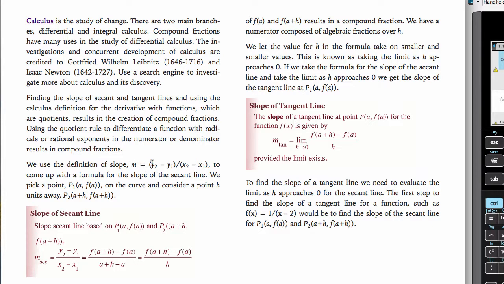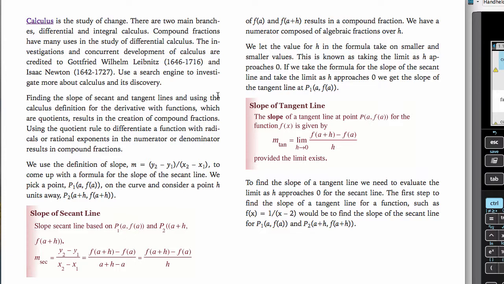The definition of slope, which will be covered in future volumes, is y sub 2 minus y sub 1 divided by x sub 2 minus x sub 1. Now if we call the one point A and f of A, and then call the point that's h distance away A plus h, and substitute this into our function, f of A plus h, and take y sub 2 minus y sub 1 over x sub 2 minus x sub 1, we end up with this formula for what they call the secant line. The secant line is a graph that will cut the function in two different places.